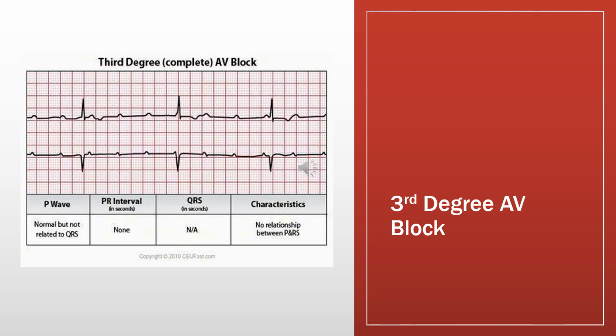The poem that you can remember here is, if P and QRS beat independently, then it must be a complete third degree. You can really remember this because there'll be more than one or two P waves and then a QRS complex. So if there's one P wave followed by no QRS complex and then a normal P QRS complex, that is second degree. If there are random P waves and random QRS complexes, then it is third degree.